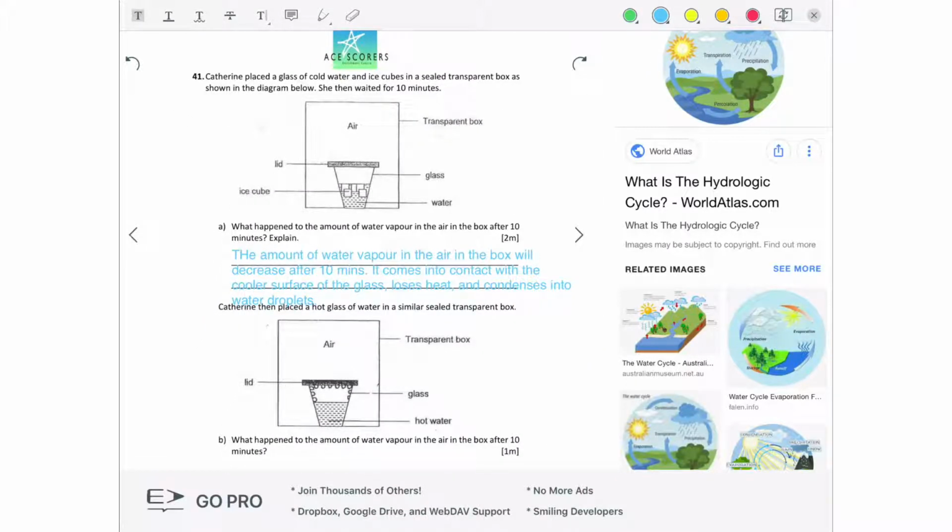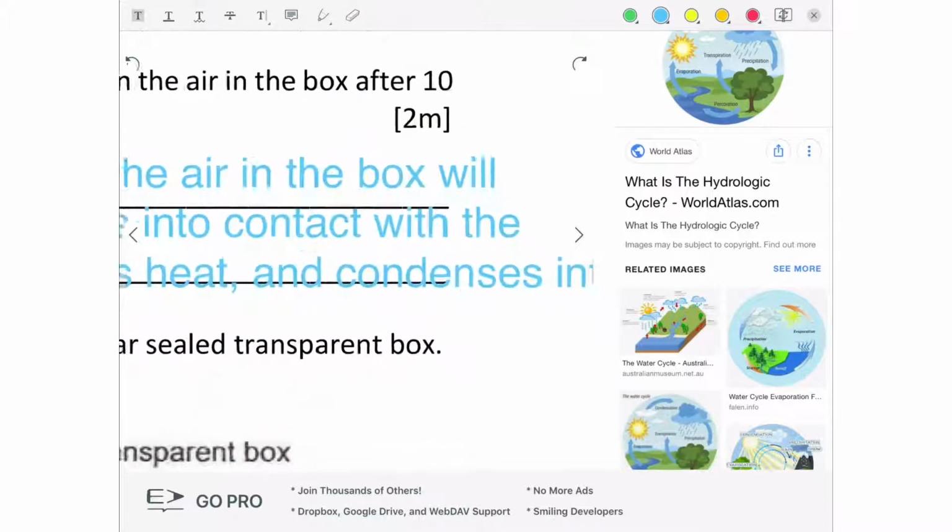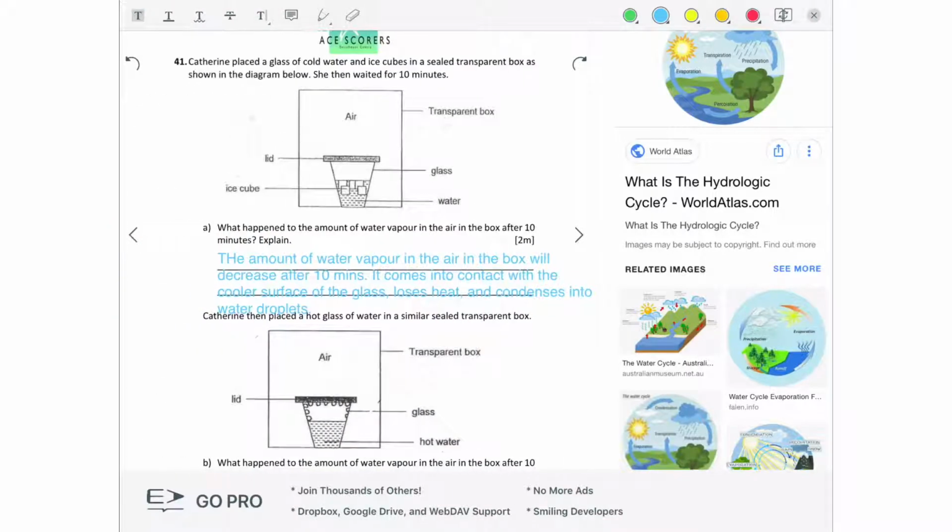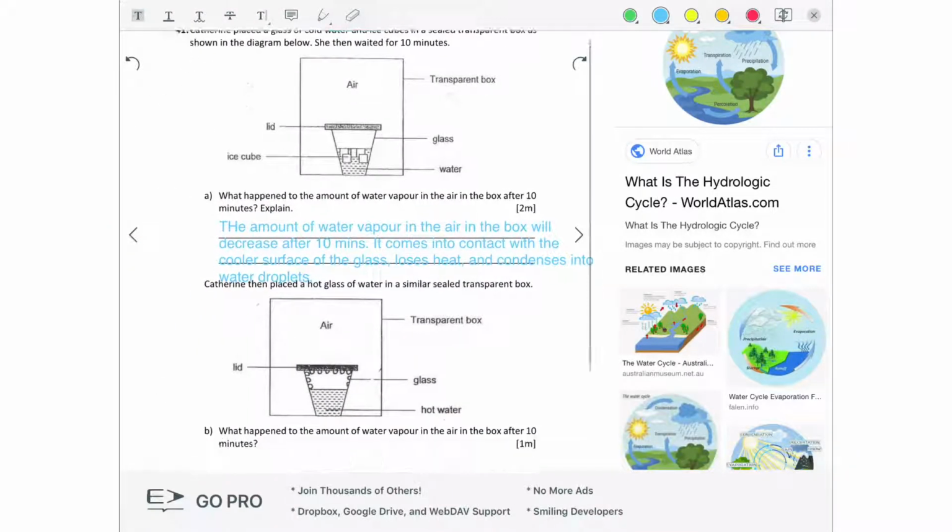The most important thing. What are the most important things? Come into contact with the cooler surface. Come contact cool surface, lose heat, and the super duper important word, condense. Okay? This is the full package.